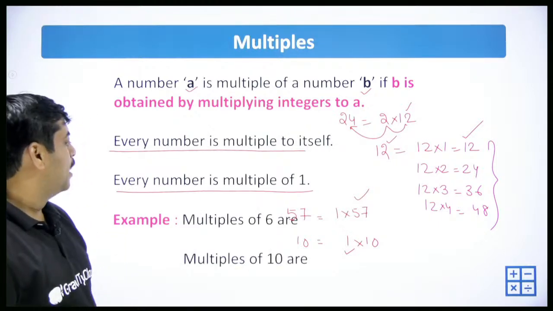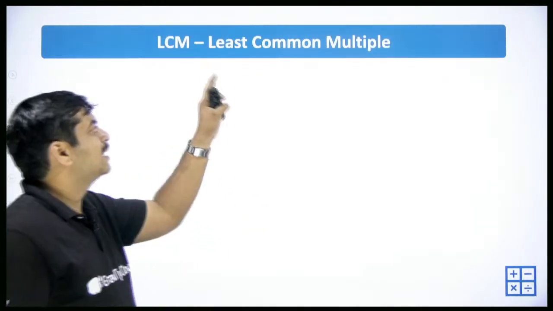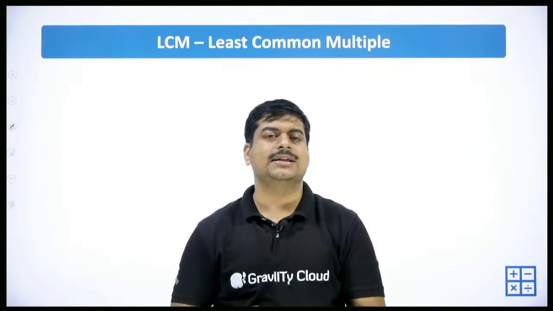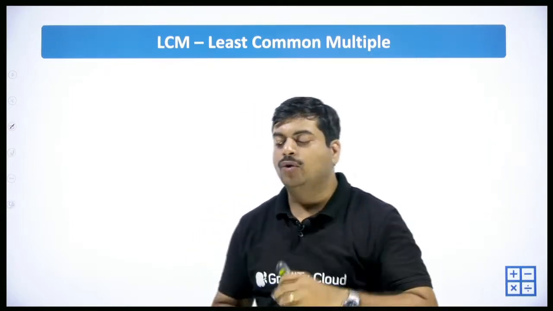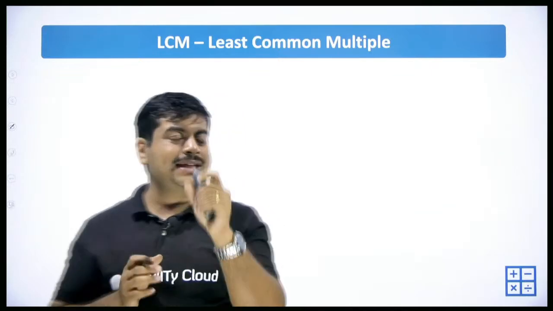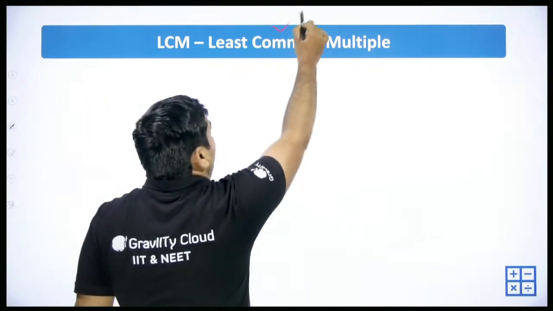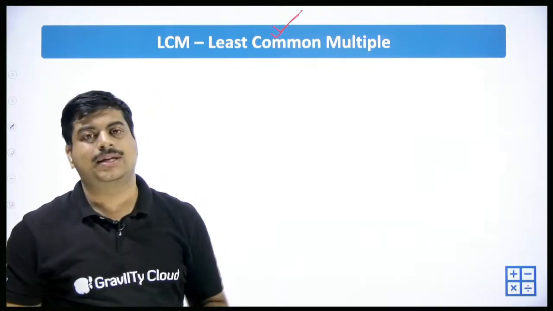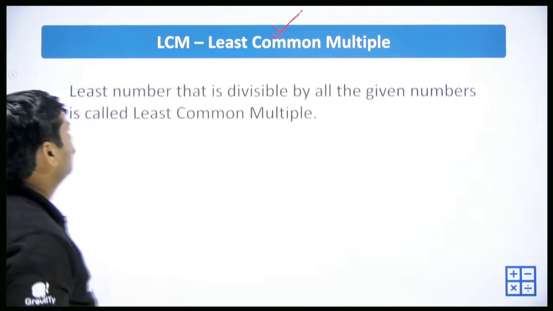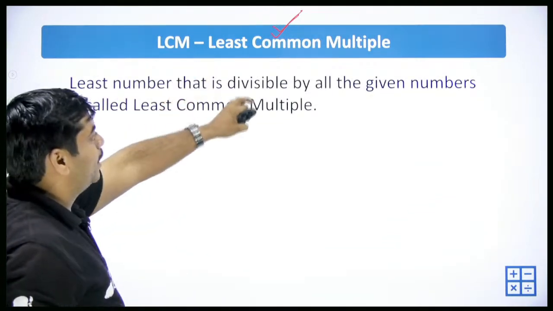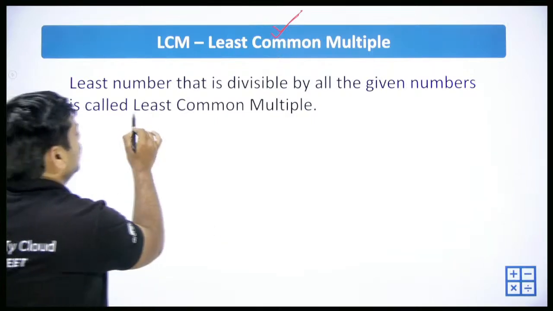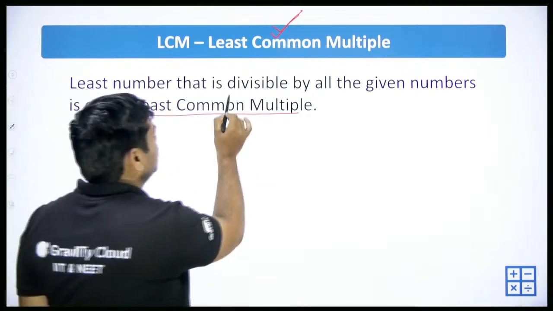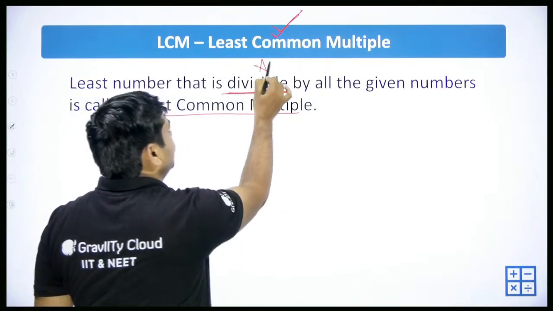Now, let's try to understand what is the least common multiple. When we are discussing multiples and going for common multiples, C stands for common. Whenever we have common, it is not just for one number, we are having multiple numbers. So the least number that is divisible by all the given numbers is called the least common multiple. The least number that is divisible by, this is very important.